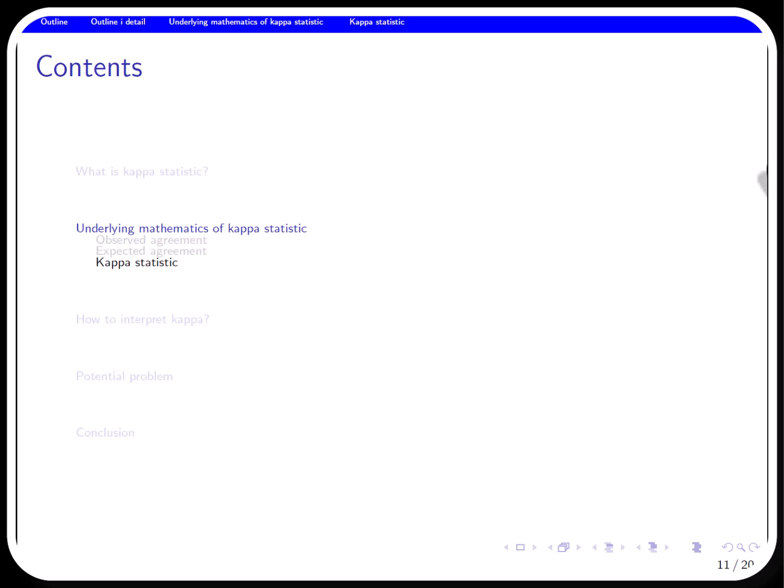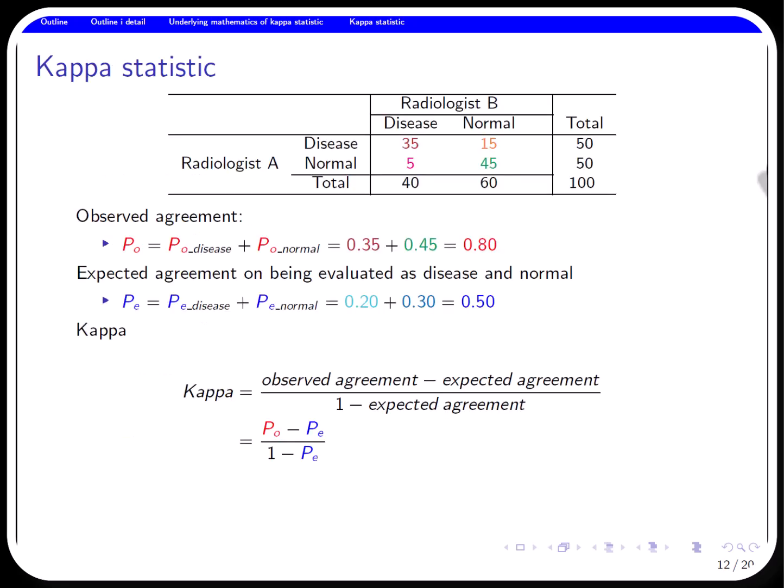Kappa statistic. We have calculated observed agreement and expected agreement. We have the Kappa formula. We simply plug in the values to calculate Kappa statistic. Kappa statistic equals 0.6.